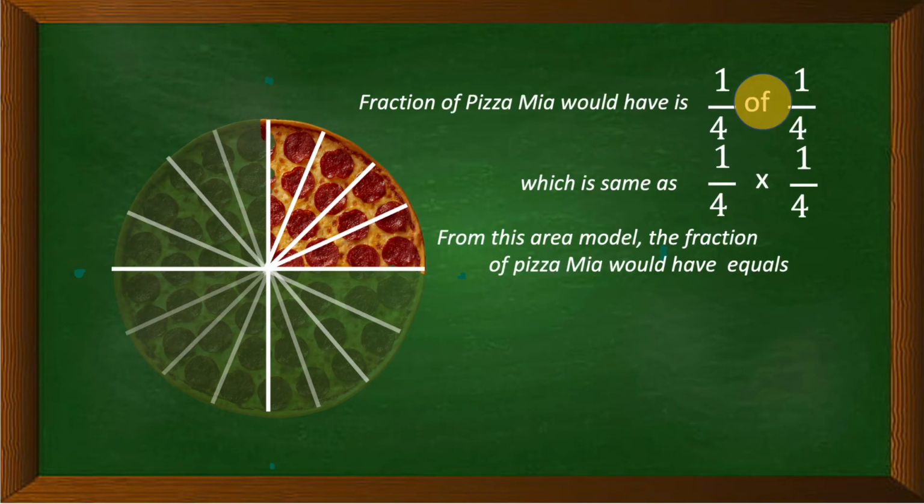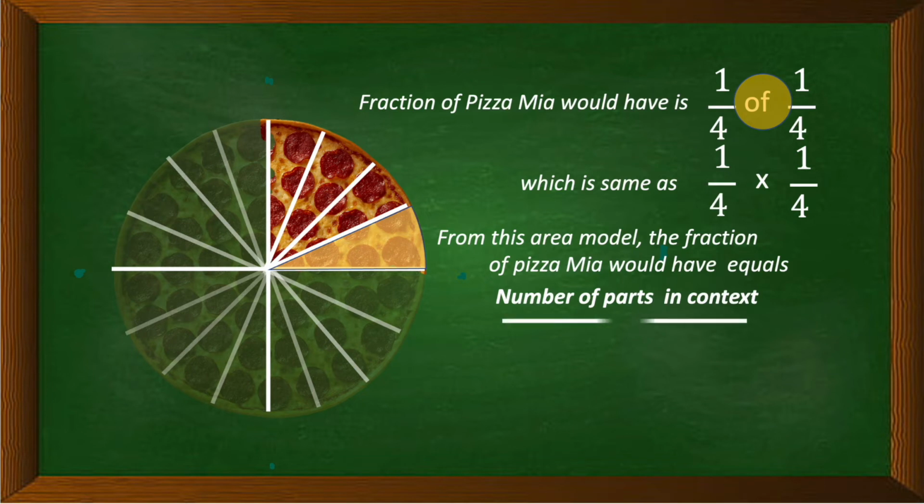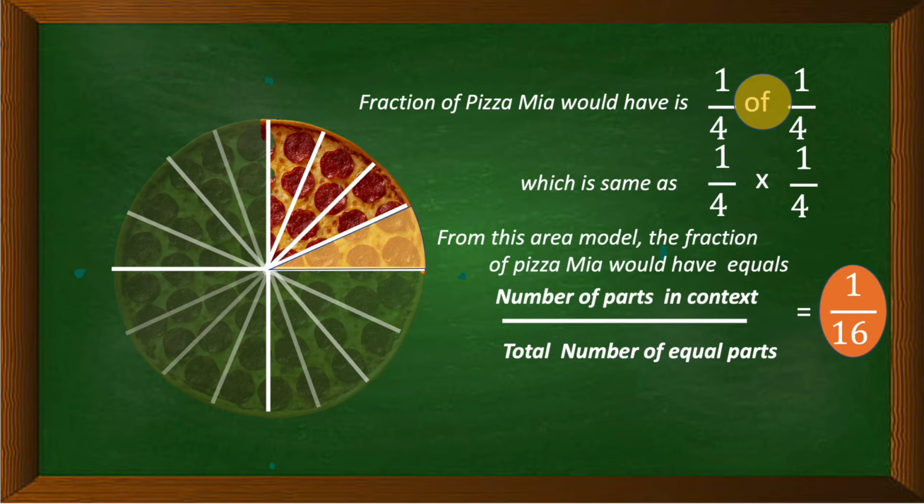We know that the fraction of pizza Mia would have equals 1/4 of 1/4, which is the same as 1/4 times 1/4, because in fractions, "of" implies multiplication. From this area model, the fraction of pizza Mia would have equals the number of parts in context divided by the total number of equal parts. In this one, we have 16 equal parts, and the number of parts in context, or the part that we are talking about, is 1. So our fraction would be 1/16.